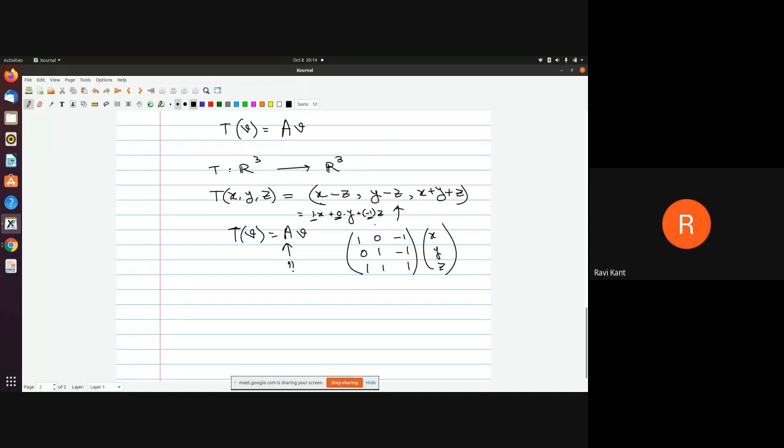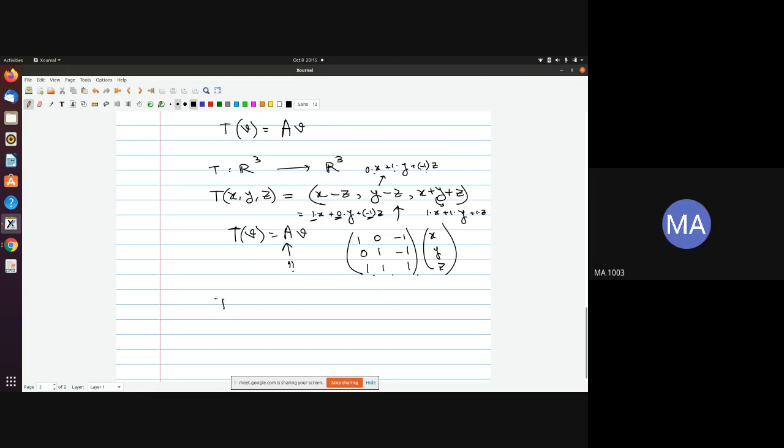But for the last element should be 1 only, no? No, this is minus z, so minus 1. Okay, I got confused with this. Yes, so if I want to write this one, this is 0 into x, 1 into y, and minus 1 into z, right? So 0, 1, minus 1. For this one, 1 into x, 1 into y, 1 into z. So all are 1. So you have to write the coefficients.